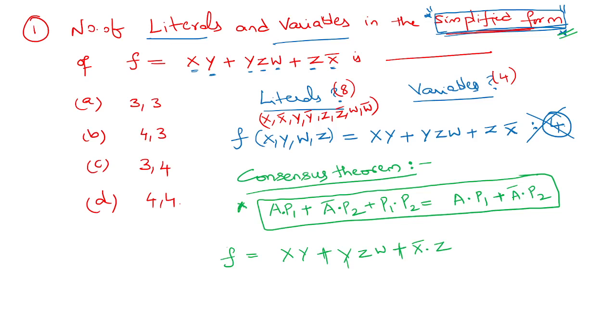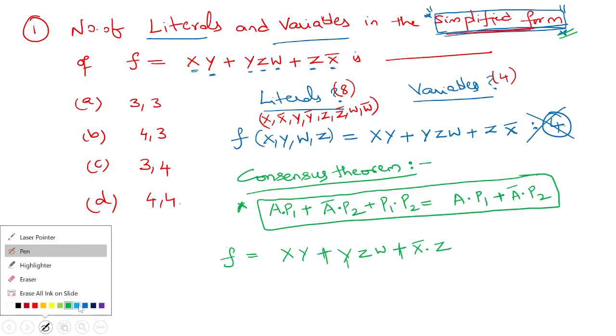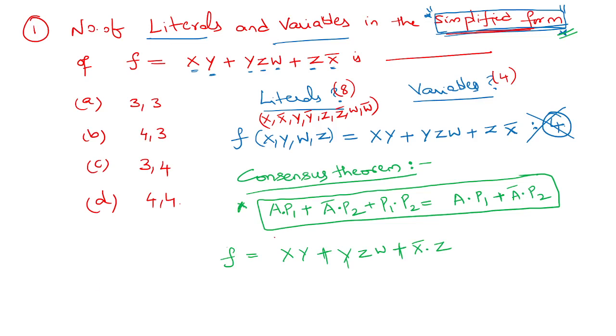After simplification, how do we apply the consensus theorem here? It looks like A P1, A bar P2, and you also have P1 P2. It is not exactly applicable, but what you can do is apply it in the reverse way.